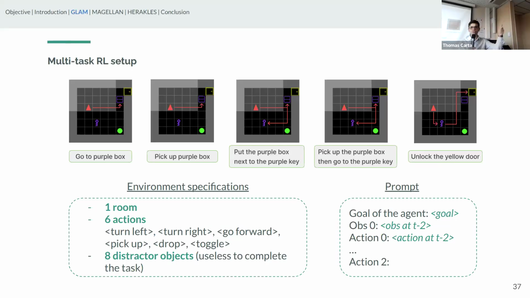In this environment, you have one room, 6 possible actions, and 8 distractors. The prompt that is passed to the LLM is the concatenation of the goal and the past observations and actions.